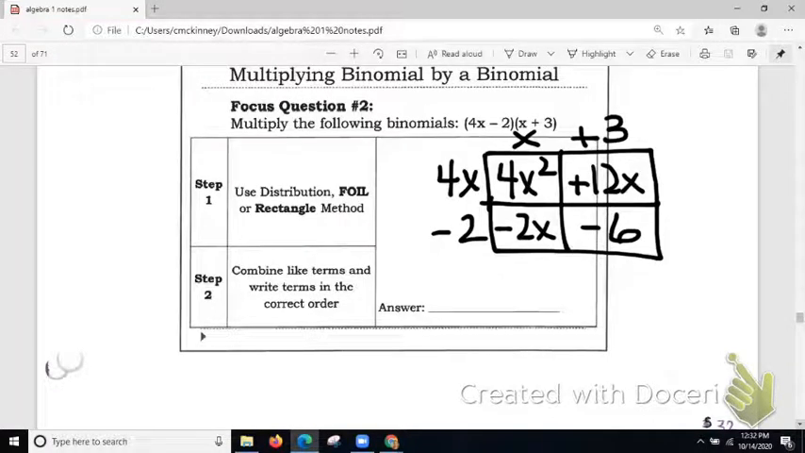-2x. And then at the end, just like the other way, these are the same 4 terms that you should have if you did one of the other methods. Combine the like terms, because we want our final answer in simplest form. So 12 and -2 would make that plus 10, and then minus 6.